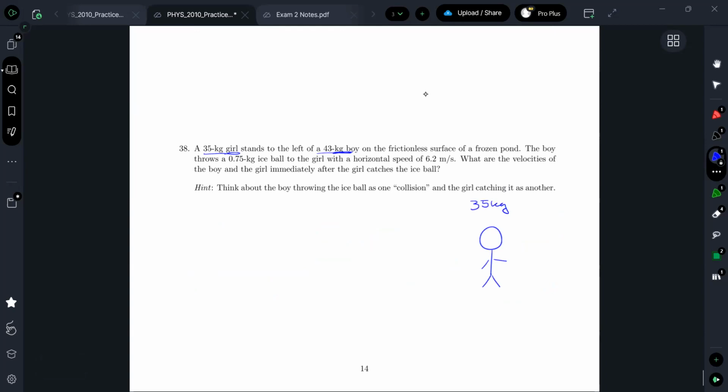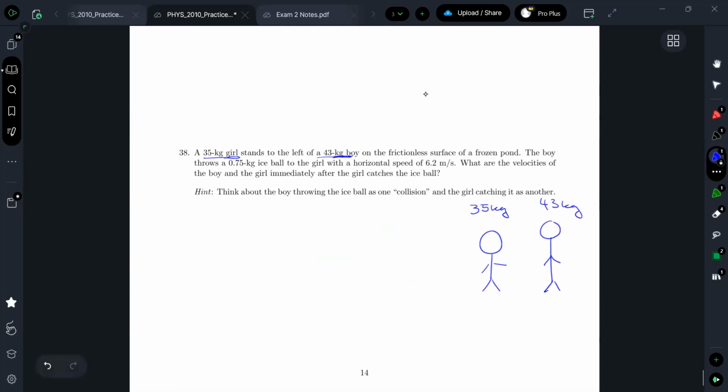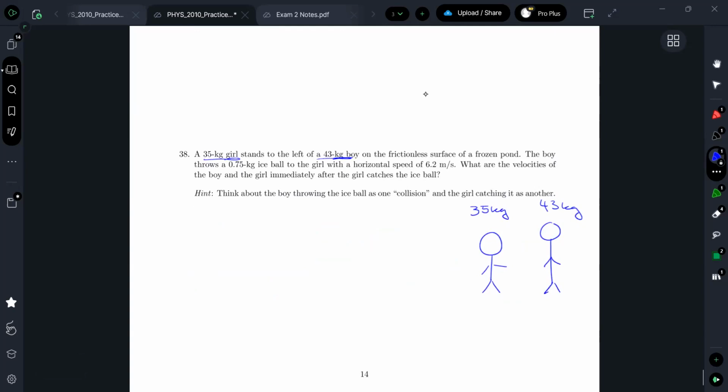35 kilogram girl standing to the left of a 43 kilogram boy. Got a little bit more mass, I'm getting taller. Okay, the boy throws a 0.75 kilogram ice ball to the girl. So he has apparently thrown this ice ball to the girl with a horizontal speed of 6.2 meters per second. So it's saying horizontally 6.2 meters per second speed. What are the velocities of the boy and the girl immediately after the girl catches the ice ball?